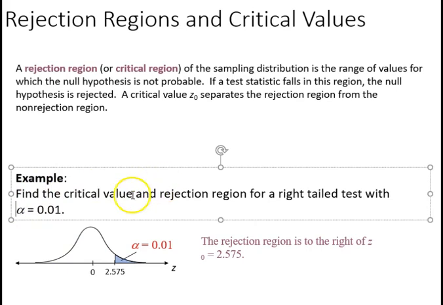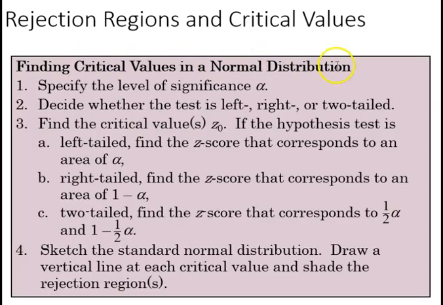If we find the critical value and rejection region for a right-tailed test where alpha is 0.01, the rejection region is to the right of Z, which is 2.575. To find critical values in a normal distribution, we first specify the level of significance, alpha. We then decide whether the test is left, right, or two-tailed, and from there we find the critical values, Z.